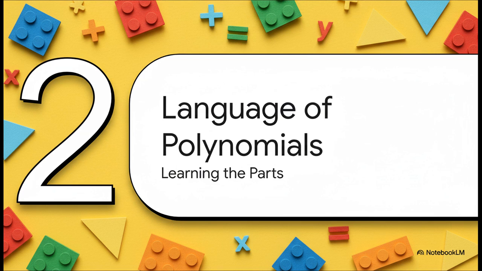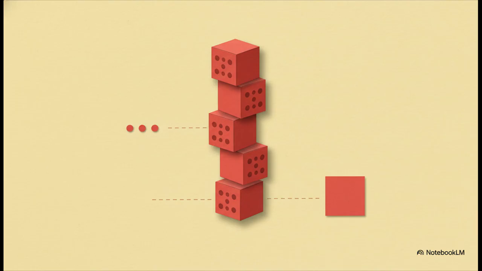You know, any good Lego builder knows their pieces, right? You've got your flat ones, your 2x4s, the little angled connectors. Well, to understand our mathematical models, we've got to do the exact same thing. So let's learn the names of our individual parts. All right, let's zoom in on a single brick, or what we call a term. Take a look at this, 5x cubed. The number out front, the 5, that's the coefficient. It just tells you how many of that brick you've got. Simple. The letter, the x, that's your variable. It tells you what kind of brick it is.